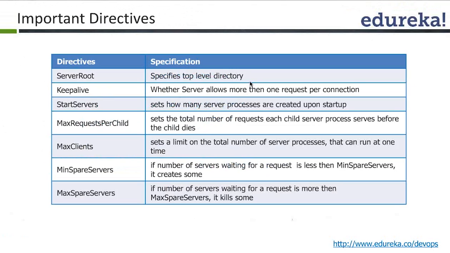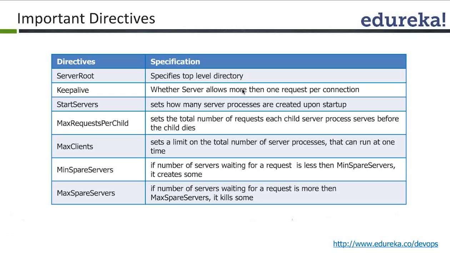Then KeepAlive specifies whether the server allows one or more requests per connection. I'm not sure how many of you know this. When I do browsing through any browser, it is not actually a single connection. There can be multiple connections. Multiple connections means I'll be opening two different sockets to connect to this particular server, which helps in improving your speed.